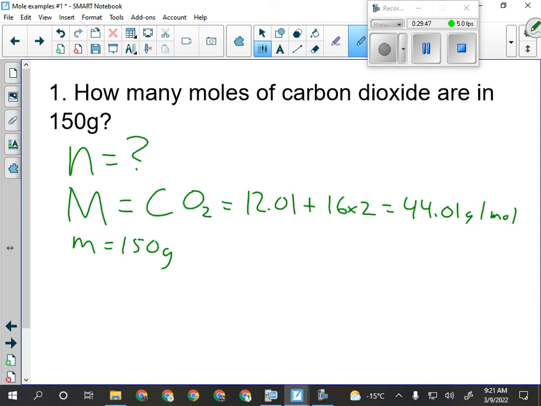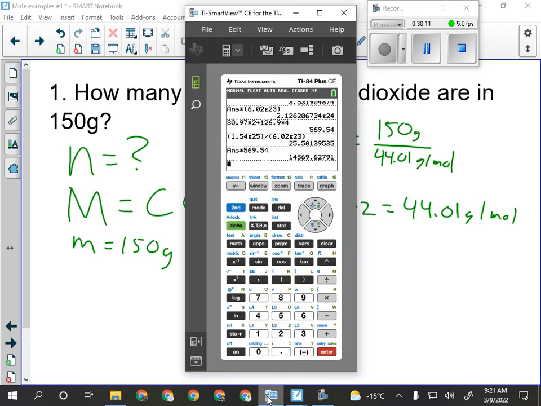Okay, so we have big M and we have little m, and we're looking for n. Okay, so n equals little m mass over big M molar mass. All we have to do is plug in our numbers. 150 on the top, divided by 44.01 on the bottom, and that'll get us our number of moles. All right, so we're looking at 3.41 moles.